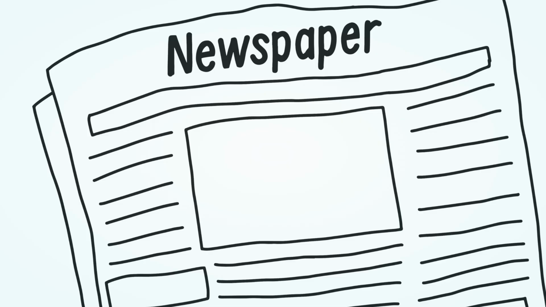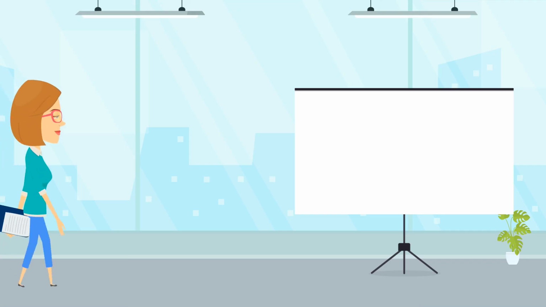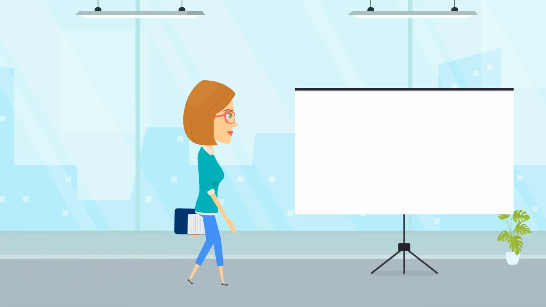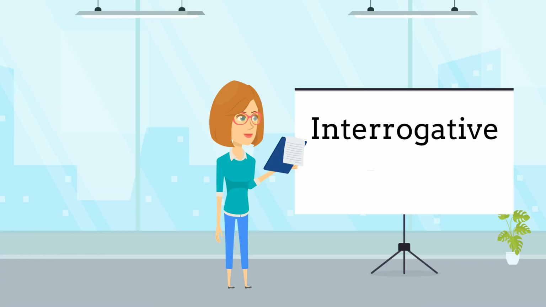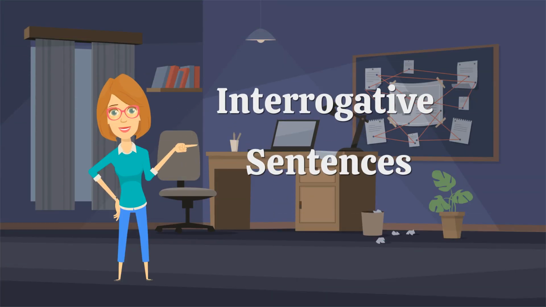Last time, we talked about declarative and exclamatory sentences. Now you get to learn about the last two sentence types, interrogative and imperative. Let's start with interrogative sentences.